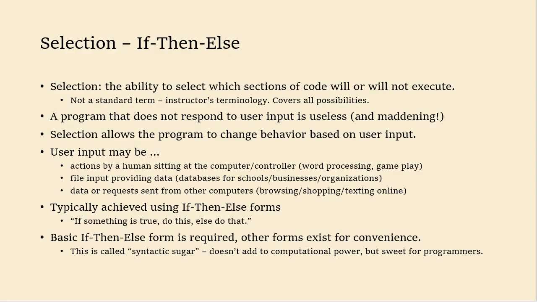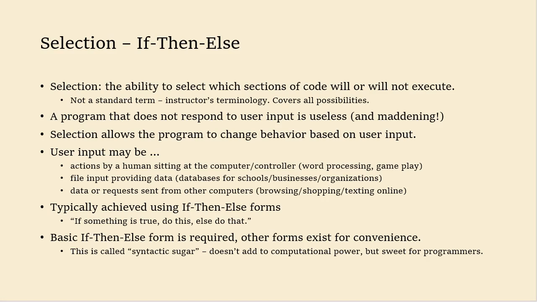Okay, so let's talk about the selection, the if-then-else form. The selection is the ability for a program to select which sections of code will execute at any point in time. Why? Well, that's the one way that a program can respond to user input. If you said that you wanted to go left on day 1 and go right on day 2, but no matter what you said, the program went straight ahead all the time, that makes the program useless. It's non-responsive to user needs, and it's also quite frustrating. So this allows the program to change behavior based on user input.